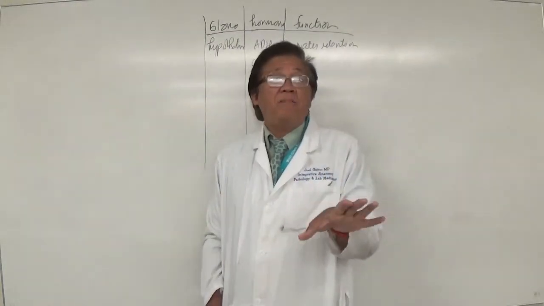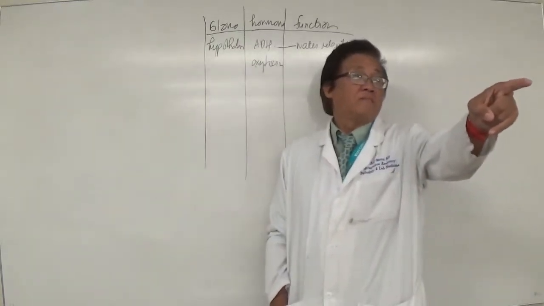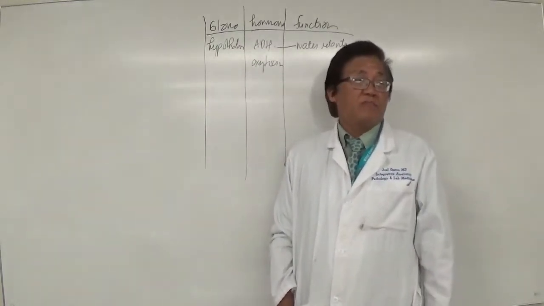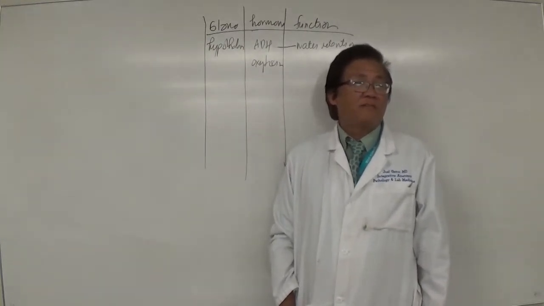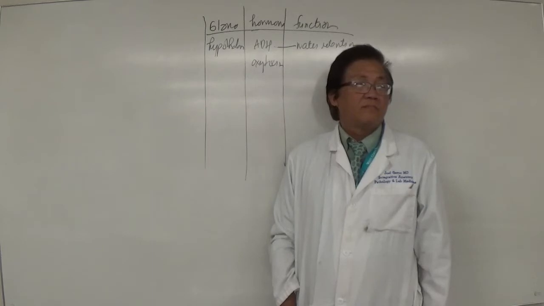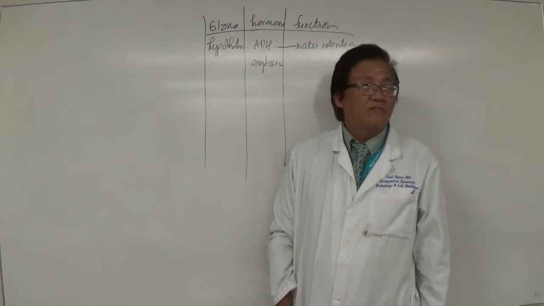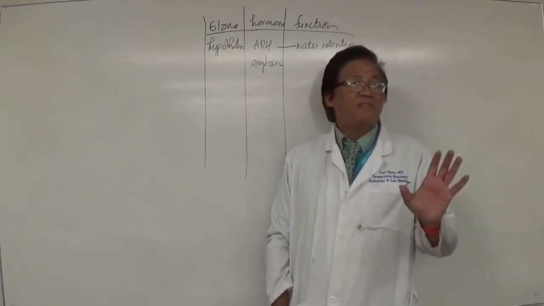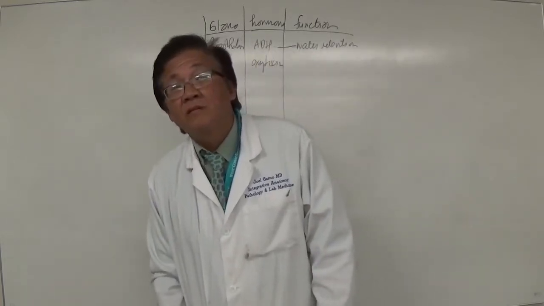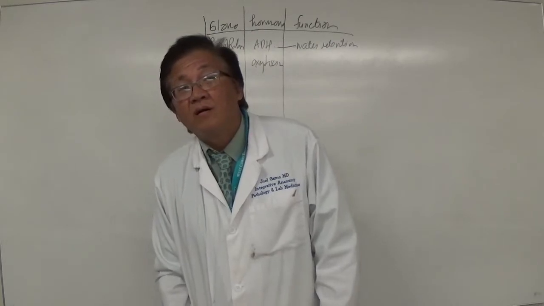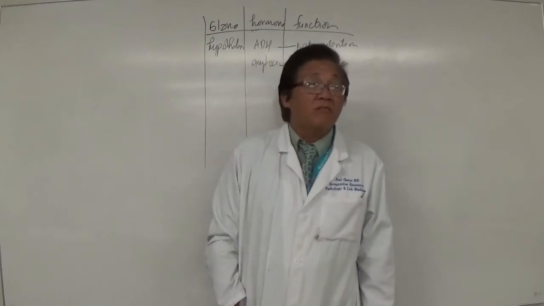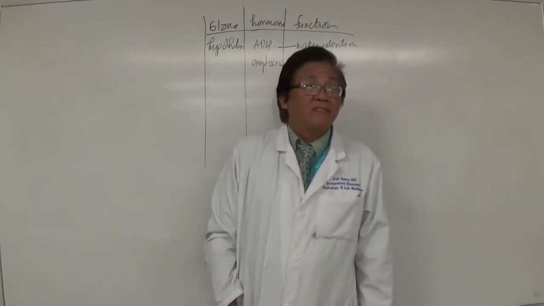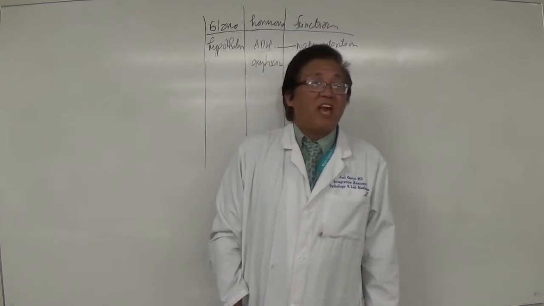It begins with letter M and ends with letter N. Yes, my dear? Micturition. How do you spell micturition, my dear? M-I-C-T-U-R-A-T-I-O-N. Okay. Is it micturition or micturation? It should be an A or should it be an I? A.